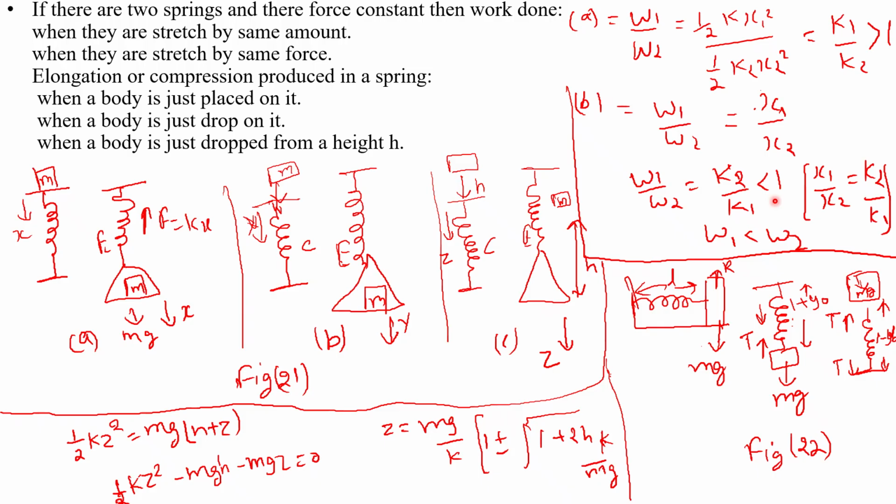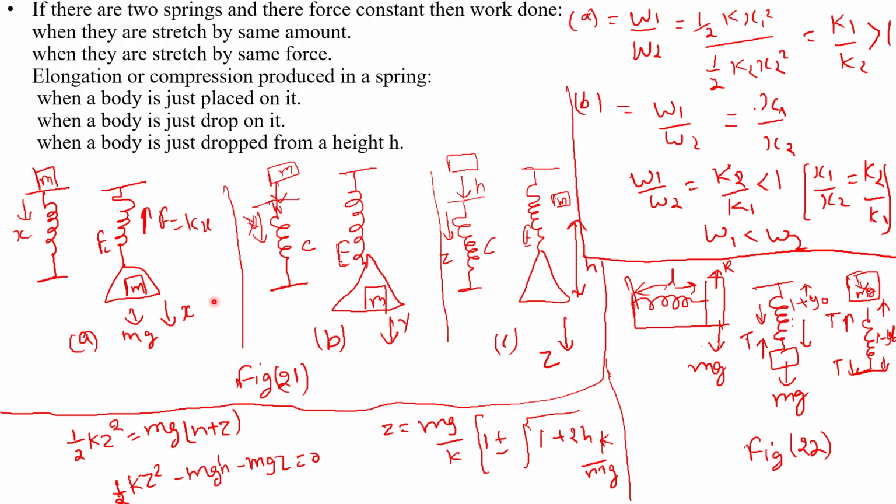When a body is placed on it, an equilibrium is achieved. If the spring is stretched by x, then in equilibrium mg is equal to kx, or x is equal to mg by k.